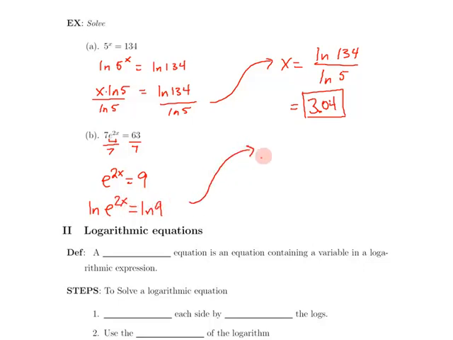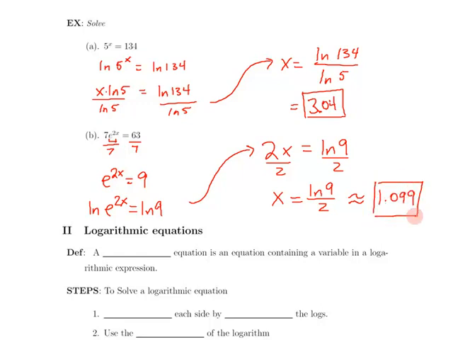leaves me with 2x equals the natural log of 9. Because natural log and e are the same base, they cancel. You're left with then dividing both sides by 2. x is the natural log of 9 divided by 2, which in my calculator is 1.099, approximately.